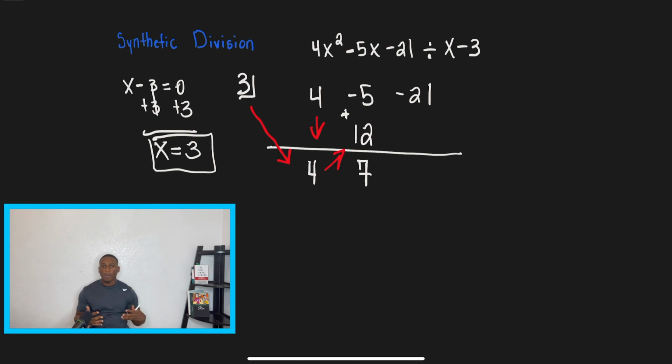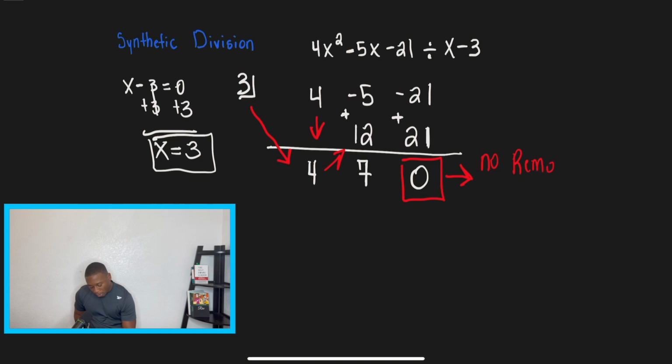Then to finish off the problem, we redo those steps again. So I do 3 times 7, I get 21. And once we add these two, we get 0. Let's focus on 0 real quick. When we have 0, this means that there is no remainder. If there's a number that is greater than 0, then the problem has a remainder and x minus 3 is not a factor for it. Please understand that.